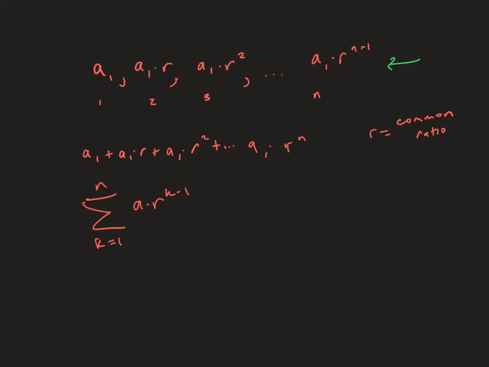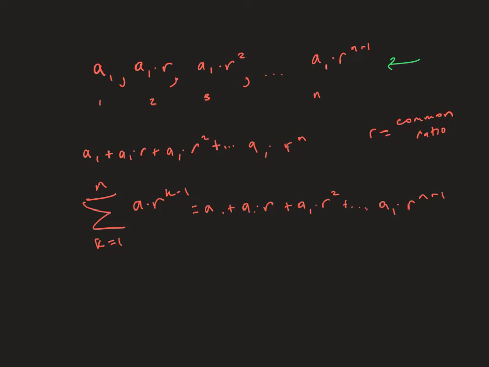So we know that this big sigma means sum. So it equals a sub 1 plus a sub 1 times r plus a sub 1 times r squared plus dot dot dot plus a sub 1 times r to the n minus 1. Now we want to prove our formula, which you'll see at the end is a sub 1 minus a sub 1 times r to the n, all over 1 minus r.